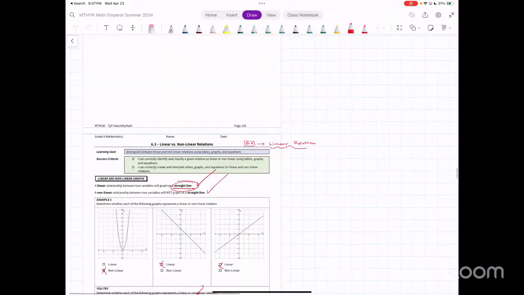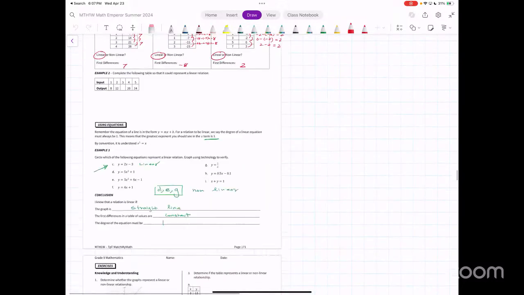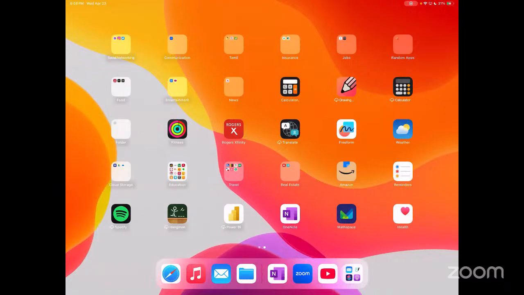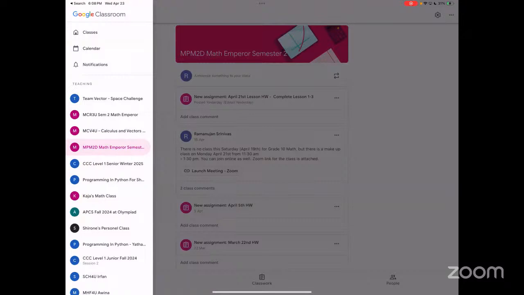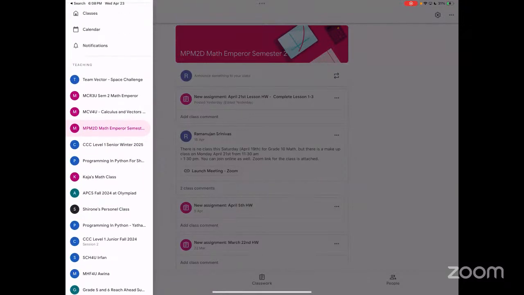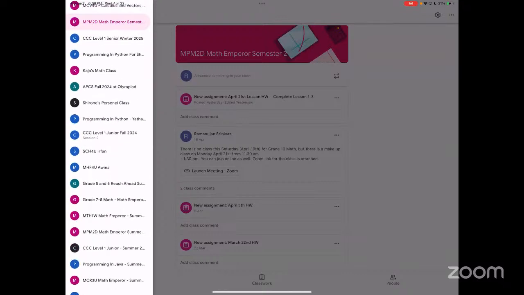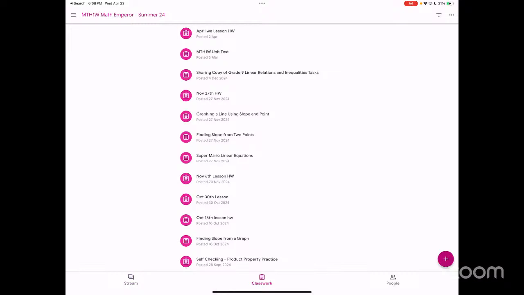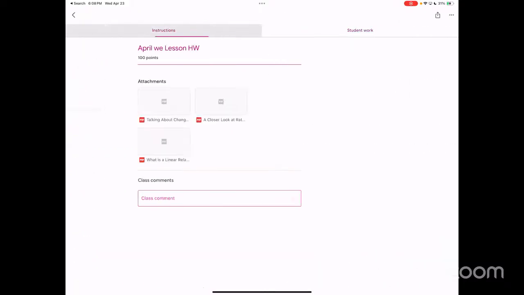So last class we were talking about linear and nonlinear relationship. Now I'm going back to my MTH1W Google Classroom. So last class I printed out some handout. So I printed a handout. That's the last work, homework instructions.